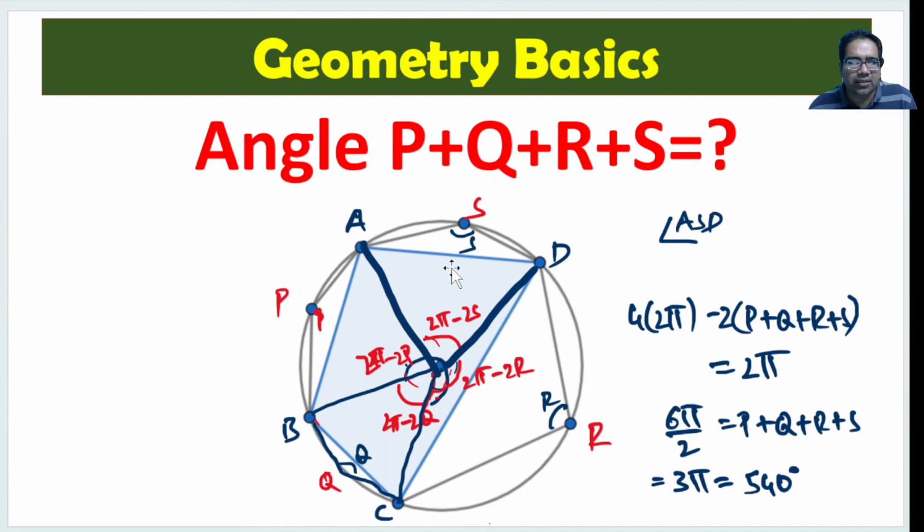Basically, the angles P plus S plus R plus Q, all of these should be equal to 540 degrees, irrespective of the quadrilateral. As long as these points are on the arcs of the sides, the sum of these angles should be equal to 540 degrees.